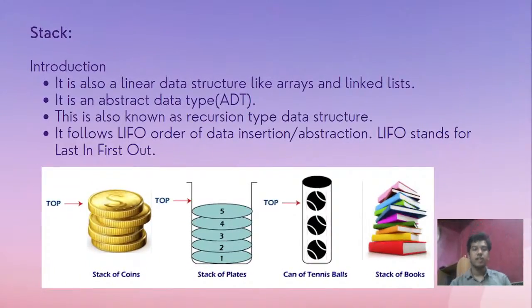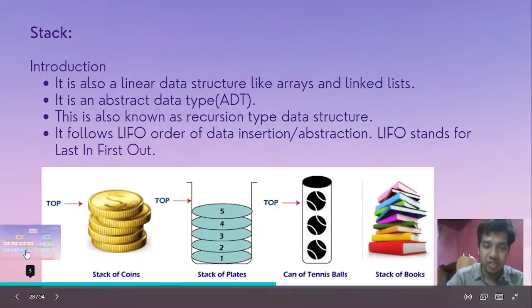So what is stack? Stack is nothing but just a pile of some data. It is a linear data structure just like array and linked list, and it consists of an abstract data type, which can be a single data type just like array, like integer, character, boolean. It is also known as a recursion data type structure because the elements in the stack are placed one upon another. It follows LIFO order of data insertion and extraction. LIFO stands for last in first out.